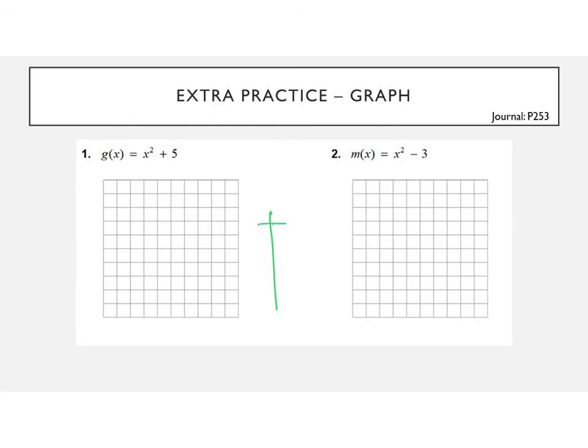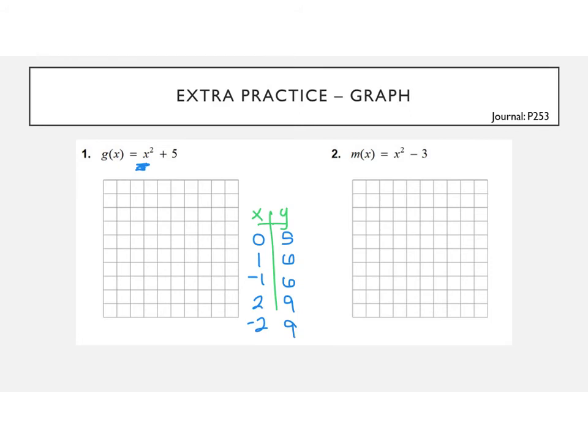I'm going to make a table. And in fact, right now, it is okay to stick with 0, 1, negative 1, 2, and negative 2. So if I put in those numbers, if I put in 0, 0 squared is 0, plus 5 is 5. If I put in 1, 1 squared is 1, plus 5 is 6. Negative 1 squared is 1, plus 5 is also 6. 2 squared is 4, plus 5 is 9. And negative 2 squared is 4, plus 5 is 9.